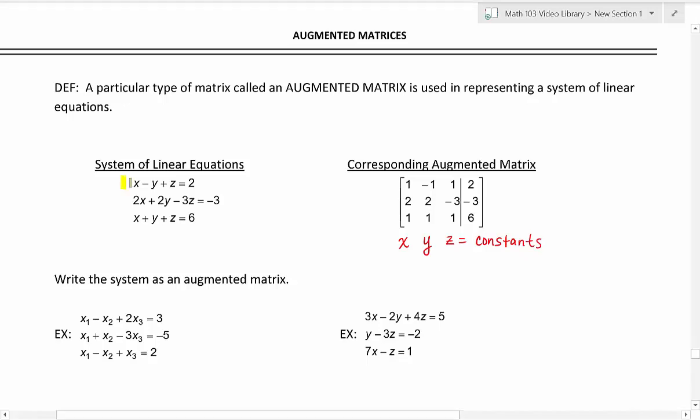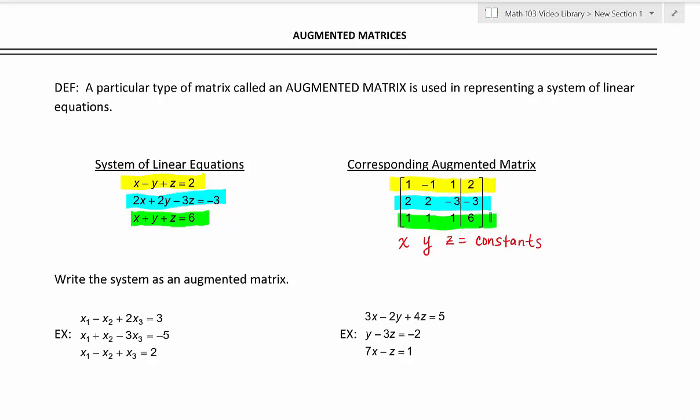So our first equation is paired up with the first row in our augmented matrix. So we have 1x minus 1y plus 1z equals 2. The second equation lines up with the second row. That's 2x plus 2y minus 3z equals negative 3. And then our third equation with our third row. 1x plus 1y plus 1z equals 6.